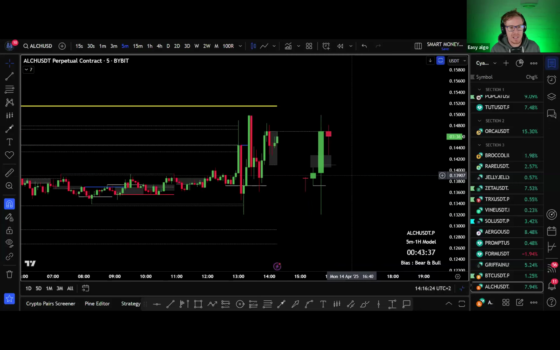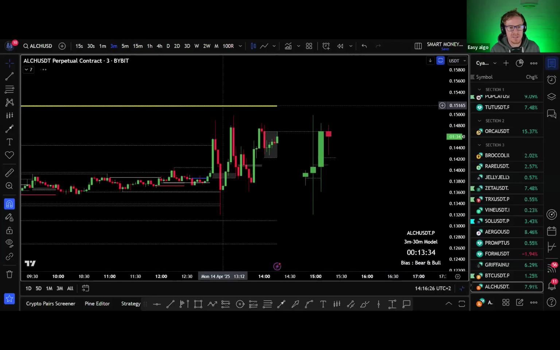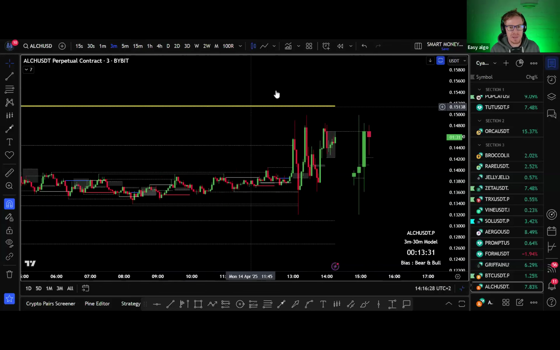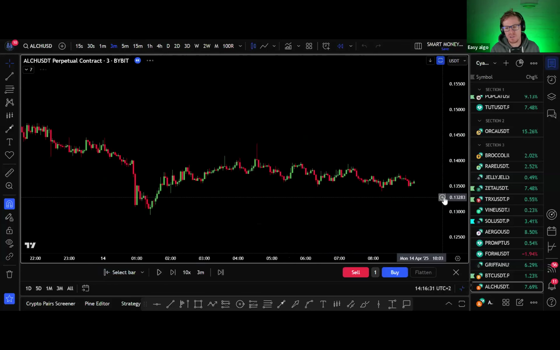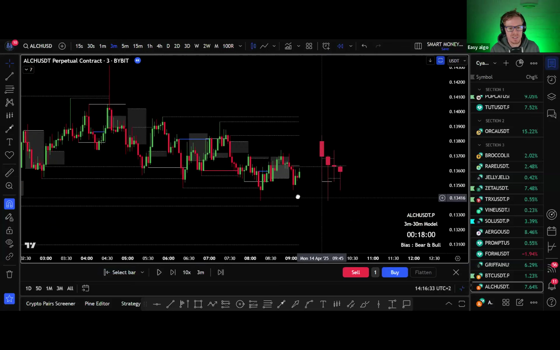Okay, there's crazy manipulation happening here. Let's try find. Well, what I'll do is I'll go back in time and then I'll just play it. So it'll show an example. Hopefully it'll show an example. Oh, this is a busy chart.